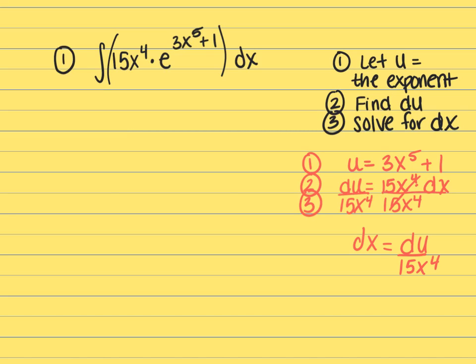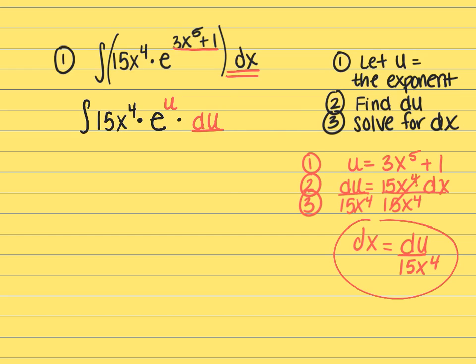So now that we have all that information, we can go ahead and go back to the original problem. So the 15x to the 4th stays. So we're going to rewrite this as the integration of 15x to the 4th times e. But now instead of this 3x to the 5th plus 1, we're going to write u, because that's what we let u equal. And instead of this dx, we're going to write here what we let dx equal. So we're going to multiply this by du over 15x to the 4th.